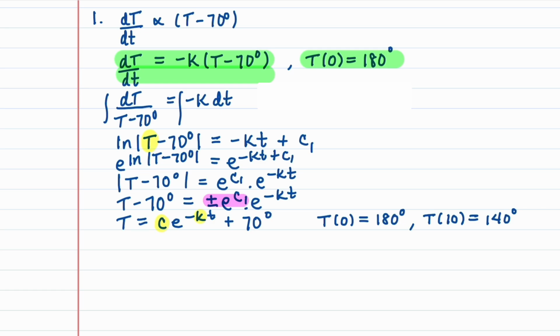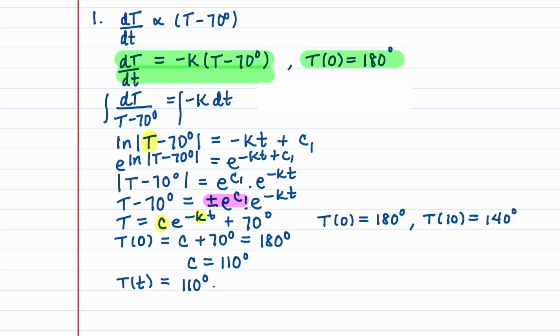So now we have our two conditions and we can solve for our two constants. Let's do the initial condition first, T of 0. So we have T of 0 is going to be C, because e to the 0 is 1, plus 70 degrees, and that's 180 degrees. So that tells us that C is 110 degrees. Let's go ahead and put that back into our solution. We have 110 degrees times e to the minus kt plus 70 degrees.